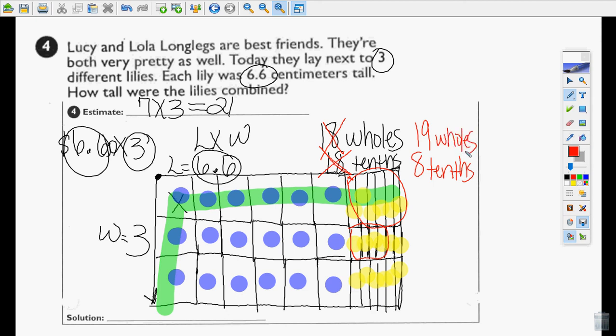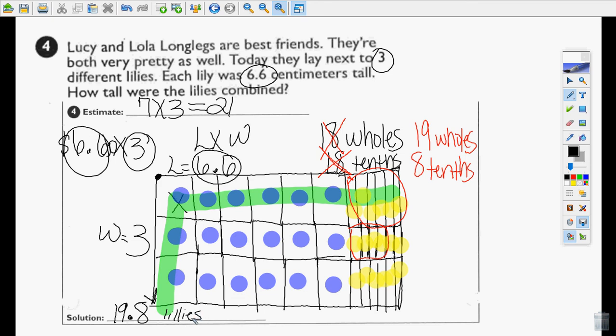All right, so now let's look at what I've got left. I've got 19 holes and 8 tenths. So that's actually our answer. So we're going to come down here in the solution box and we're going to make sure that we put my answer is 19 and 8 tenths lilies.